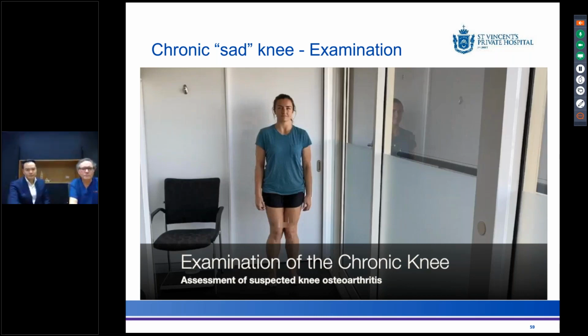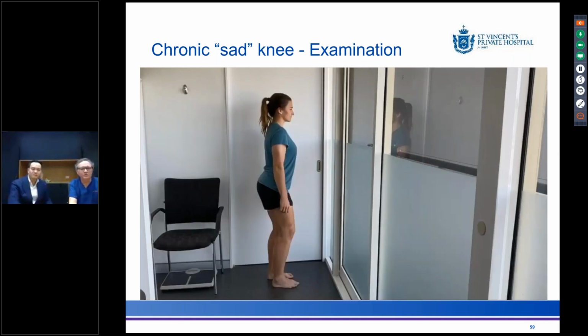Which will be a short stance phase, pain relieving gait. Here, Horng has them seated.